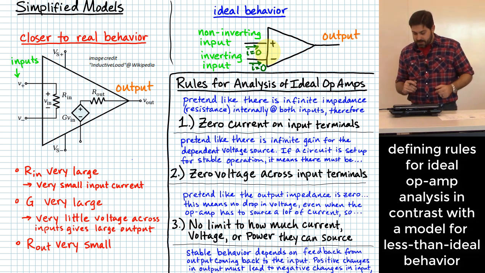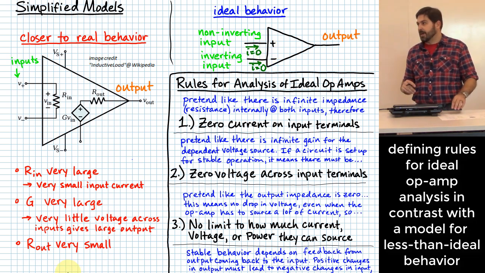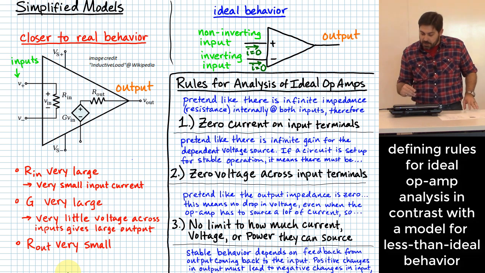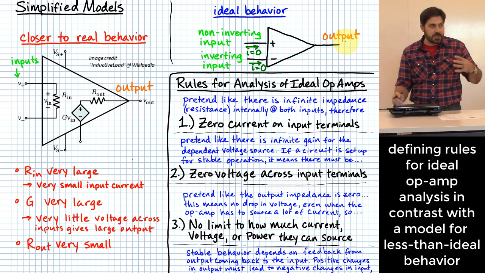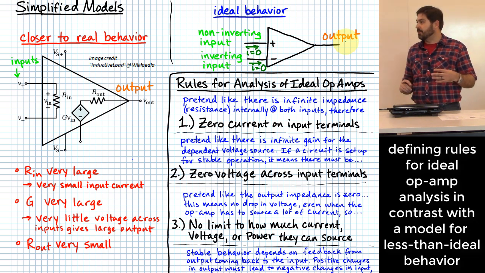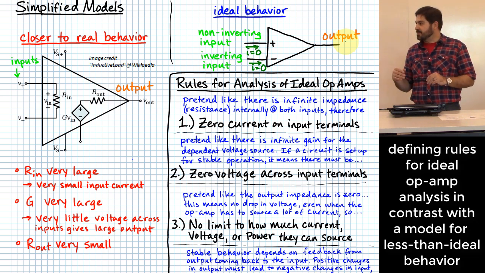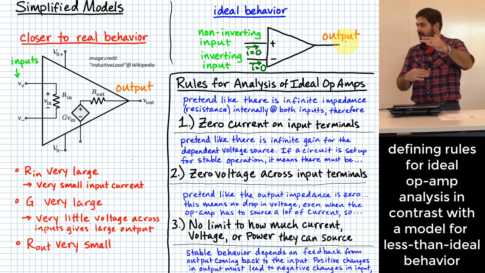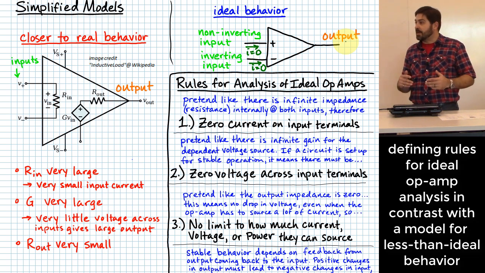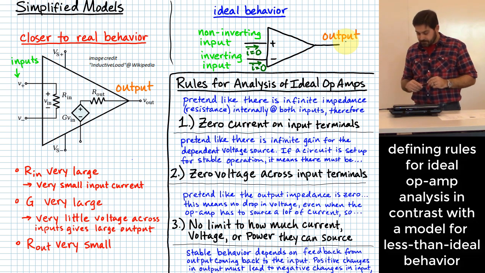The next rule is there's no limit to how much current, voltage, or power your op-amp can source. In other words, we don't care what you hook up to the output. It's going to be able to produce enough voltage and enough current to behave like it's going to behave, and there's no limits. Okay? Now, that one is obviously something that doesn't really happen in the real world, but we can set up limits within which that behavior will happen, right? You can kind of set up your op-amp so that you don't reach the limits of how much voltage or current or power they can source, okay?